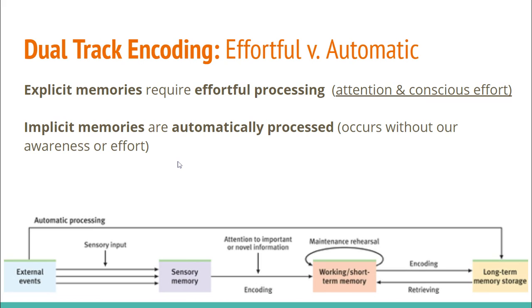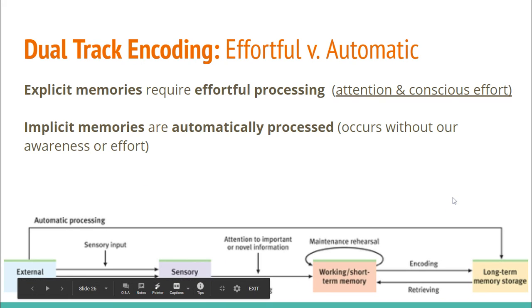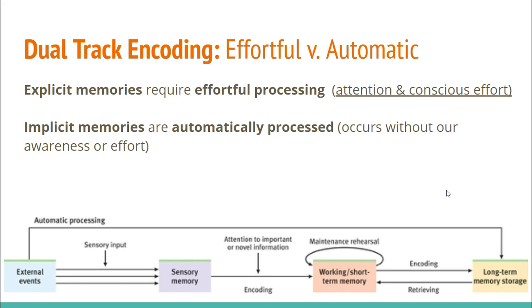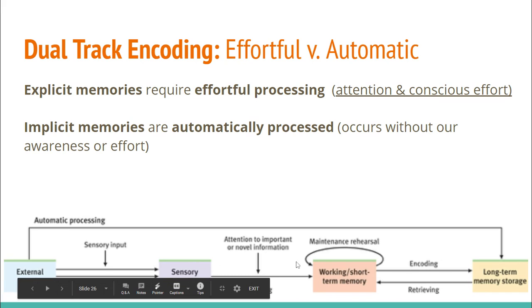So the last thing today is encoding. We've talked about this process a little bit. Reminder that it's dual track, it's parallel. We're not just processing things automatically, as you see here at the top, right? This automatic processing where we see something and it gets put in our memory. Implicit memories happen in this automatic processing, whereas explicit memories require this effortful processing here at the bottom, in which we have to put some strain into it.